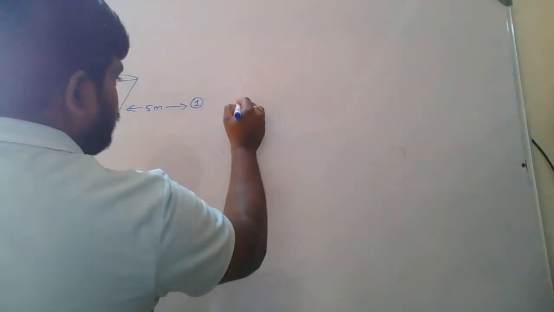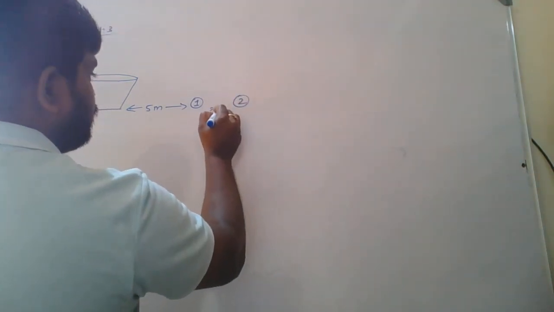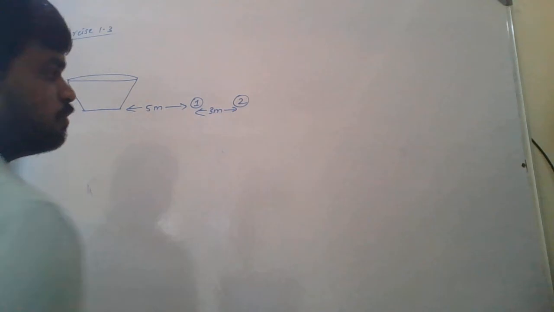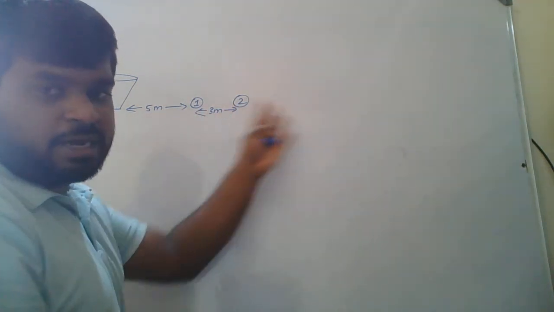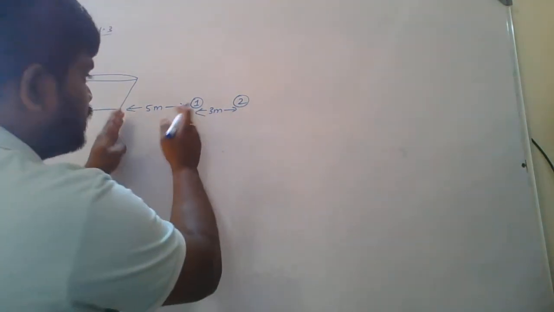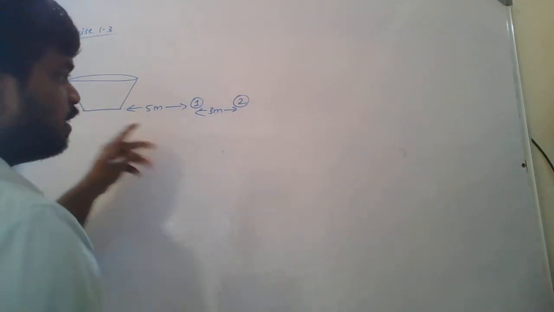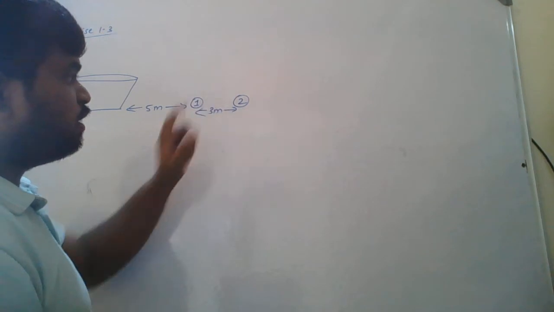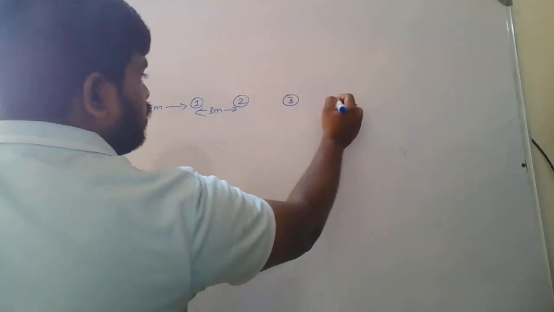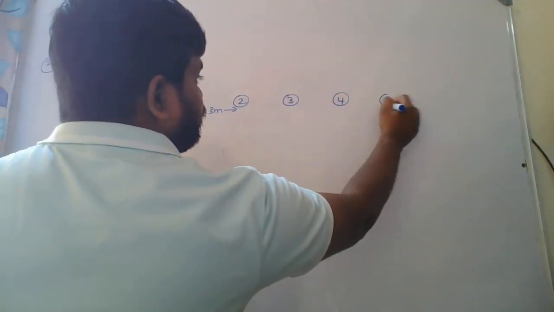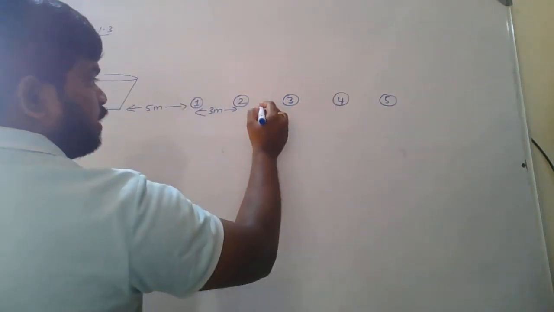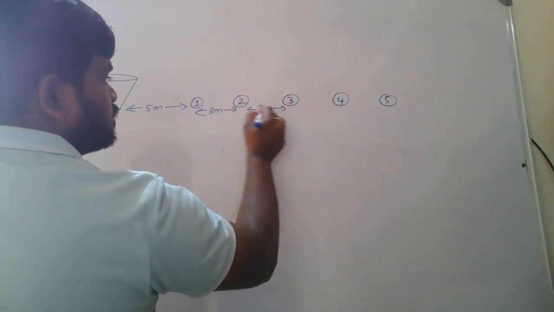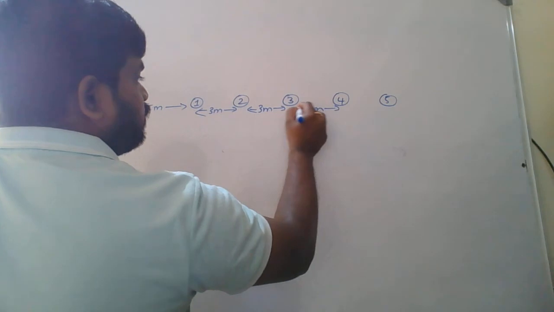The second potato is at a distance of 3 meters from the first one. From here to here, 3 meters. Again, the third potato, the fourth, the fifth, the sixth, and so on. Totally there are 10 potatoes, so the distance between them is 3 meters.